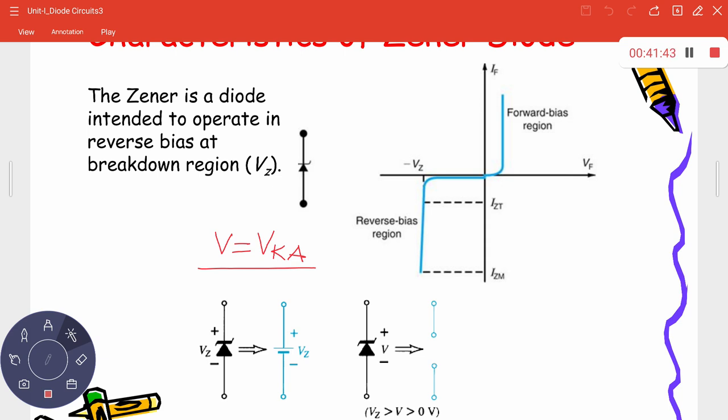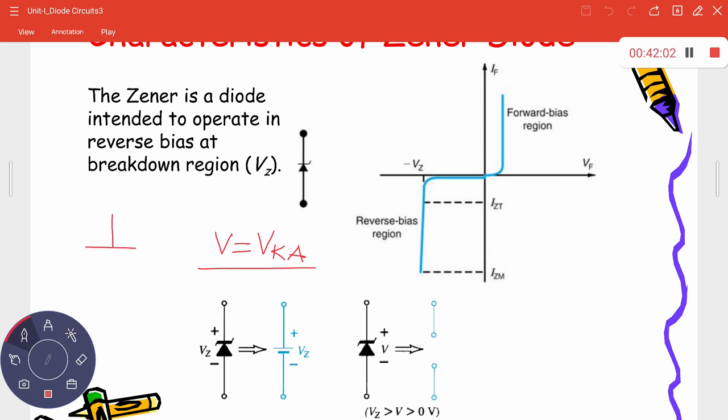Yes, in the breakdown region. And this is an ideal model. Apart from that, as I've already told you, it's not really possible that the negative voltage is held exactly at minus 10. It's not like that. Typically, what happens?